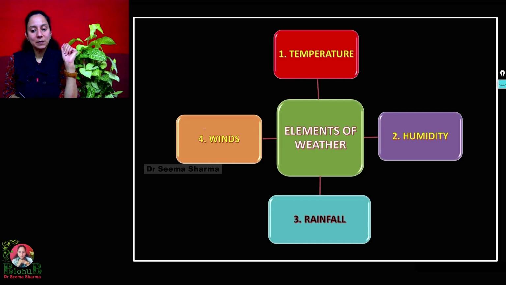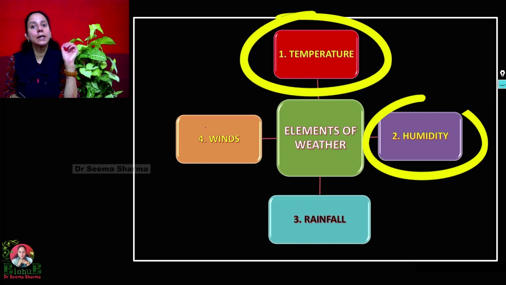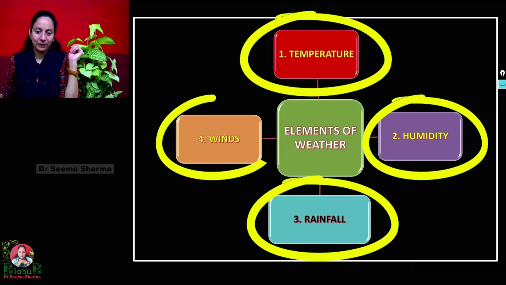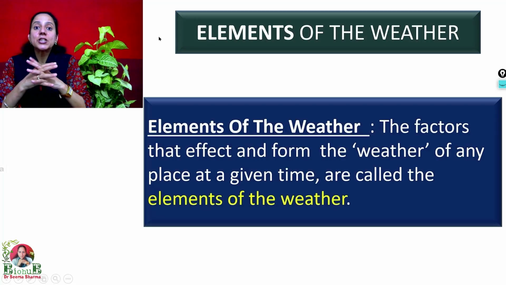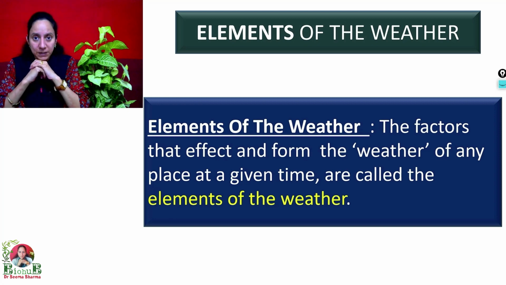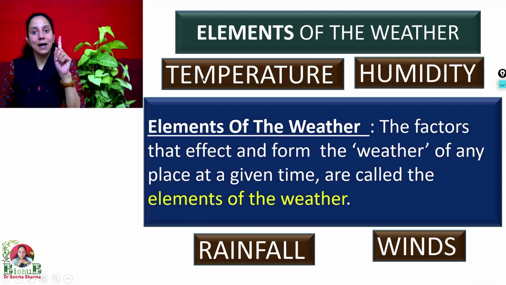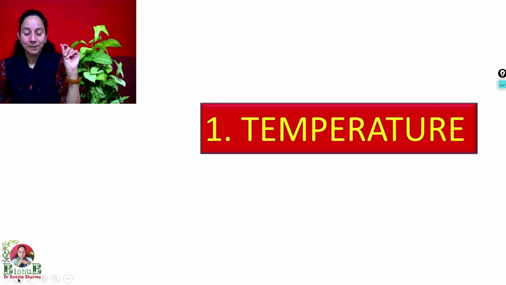So students, elements of weather are 4 and they are temperature, humidity, rainfall and wind. And we have to study these 4 elements in a little more detail. Elements are actually the factors that affect and form the weather of any place at a given time. And now you know we have 4 elements: temperature, humidity, rainfall and wind. Let's take up temperature first.